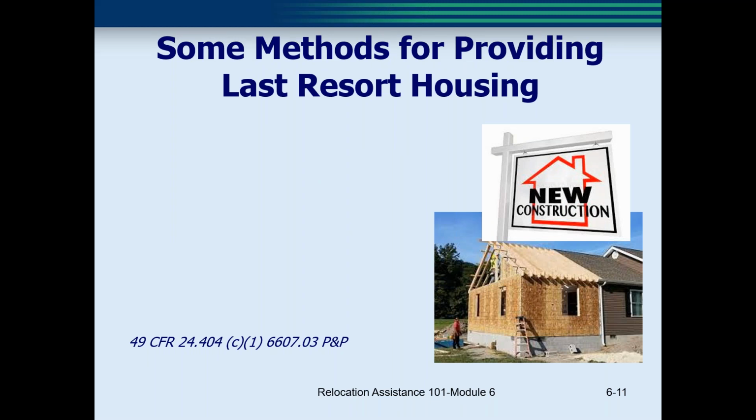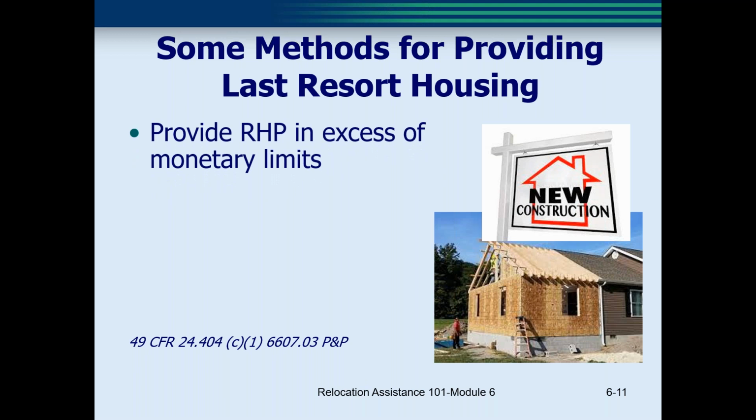Let's talk about some of the methods of providing last resort housing. An RHP or an RSP in excess of the statutory limits is the most common method of providing last resort housing, and you may need to know that. Do you remember what those limits are? For an RHP, it's $31,000. For an RSP, it's $7,200.